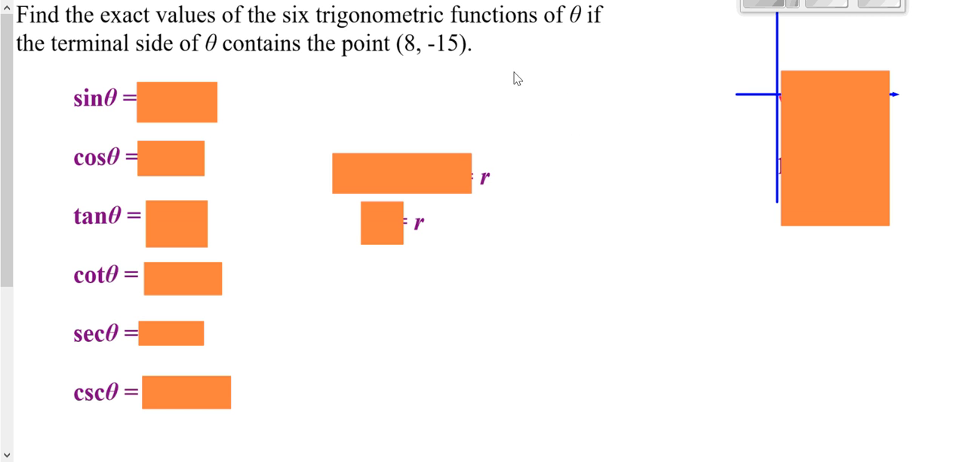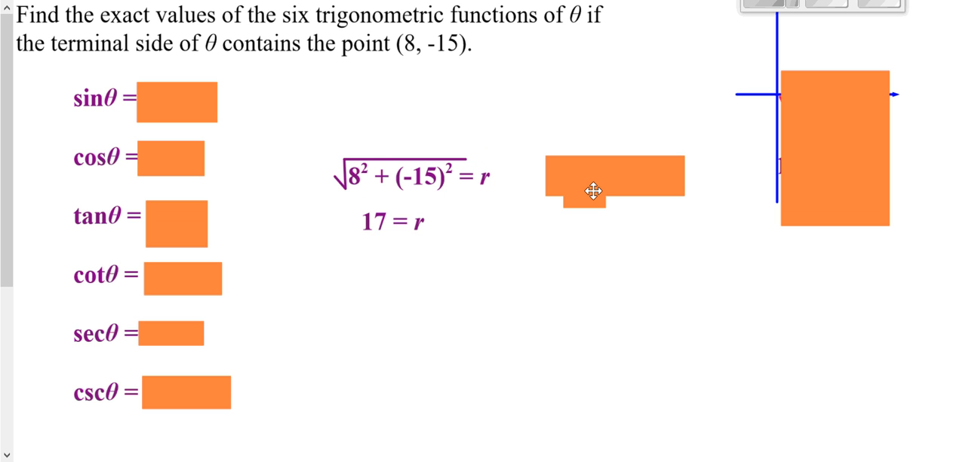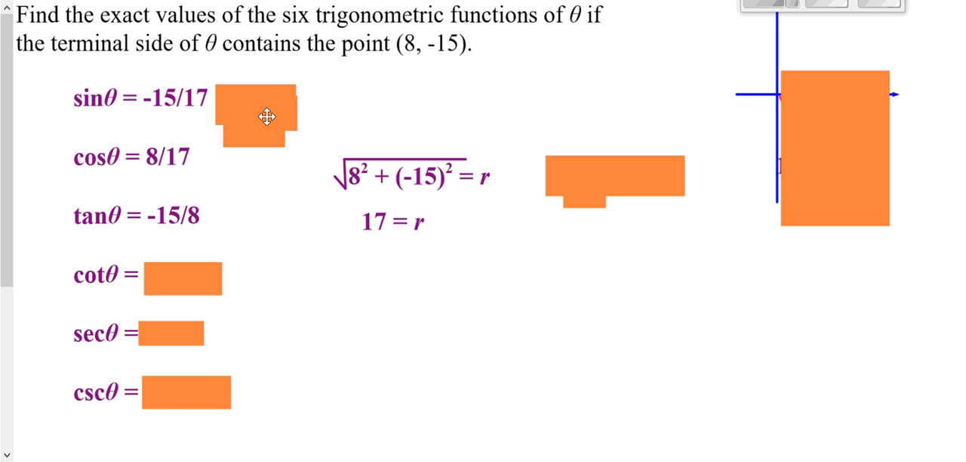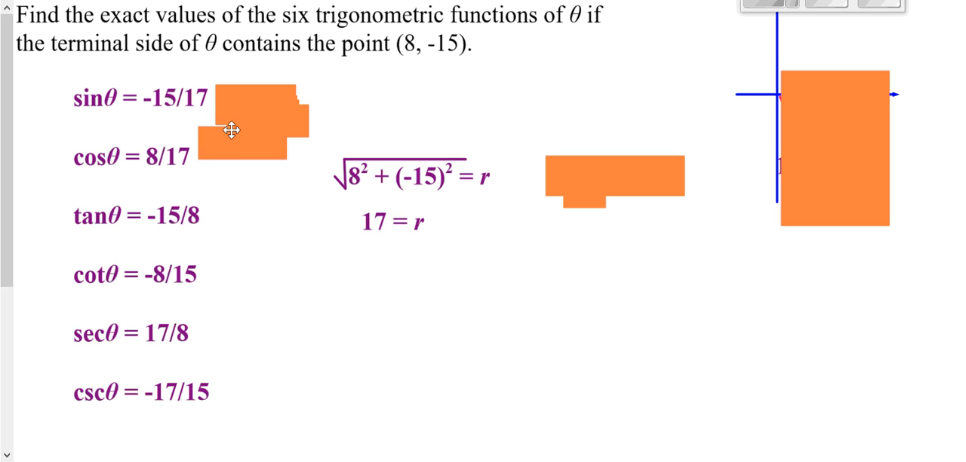So, suppose you were given this right here. It fits our definition. We have our x, we have our y. We could go ahead and go x squared plus y squared equals our hypotenuse squared, and we would get 17. Remember, r is always positive. You could just use your definition from the previous page and go y of negative 15 over r. You could go your x of 8 over r. You could go y over x. And then you could do the three reciprocal functions. So flip your tangent upside down to get cotangent. Flip your cosine upside down to get your secant. Flip your sine upside down to get your cosecant.